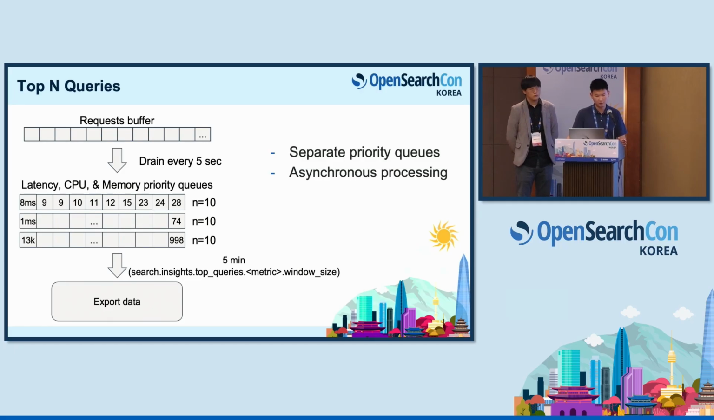After the current time window expires, by default 5 minutes, all the data in the priority queues is exported to your configured sink. Also, the priority queues are wiped clean, and then the process restarts for the next time window. This architecture using the request buffer allows us to process requests asynchronously so that the Query Insights processing does not affect your bottom line latency.